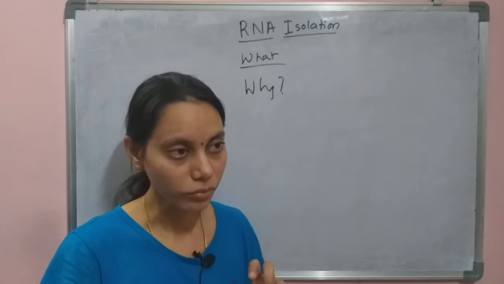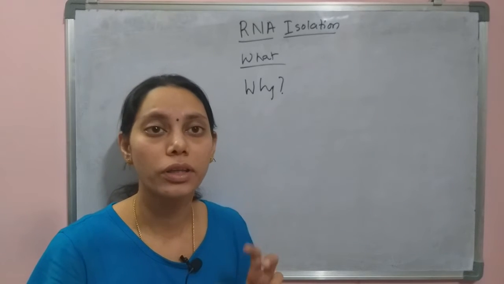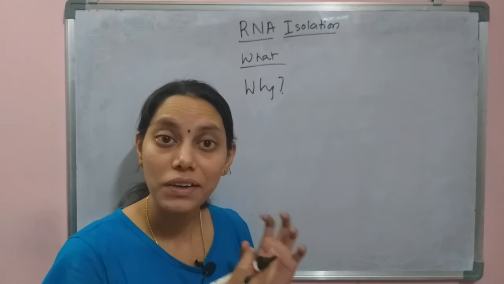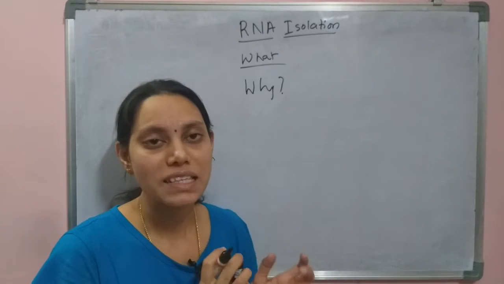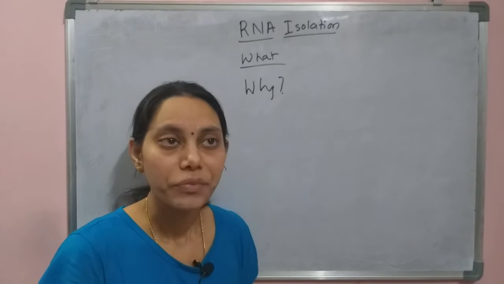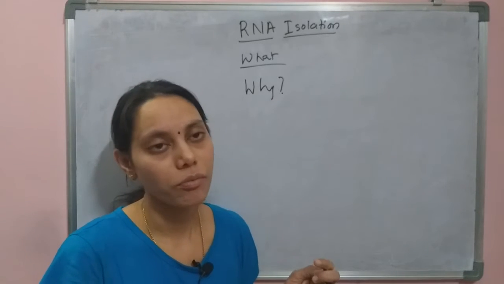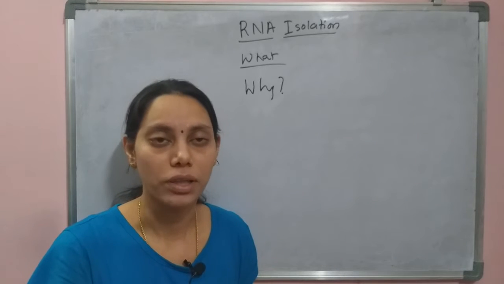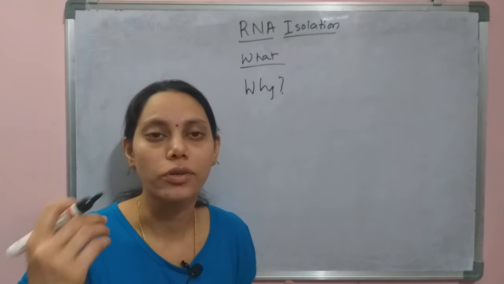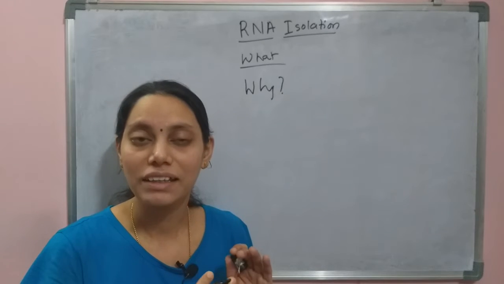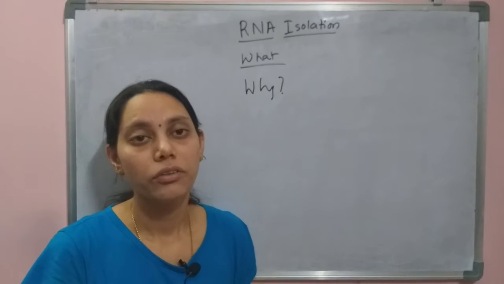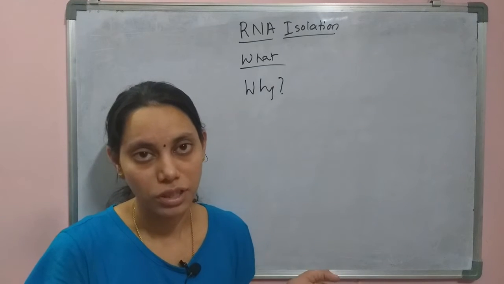So basically, why do we need to isolate the RNA? In order to perform some molecular biology and genetic engineering experiments, in order to understand the gene expression, we need to go for RNA isolation. So RNA is the mediator between DNA and protein. It takes the information from the DNA to the protein. So in order to understand such genetic expression of any kind of sample, you need to go for RNA isolation.